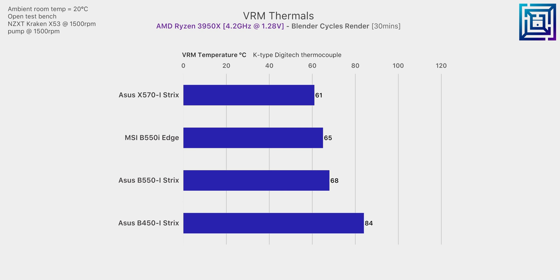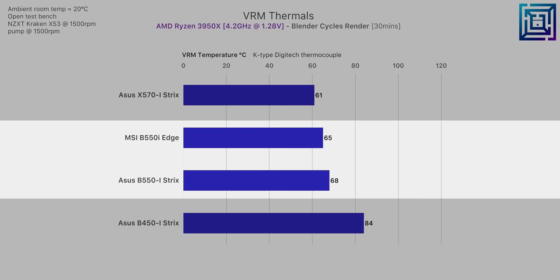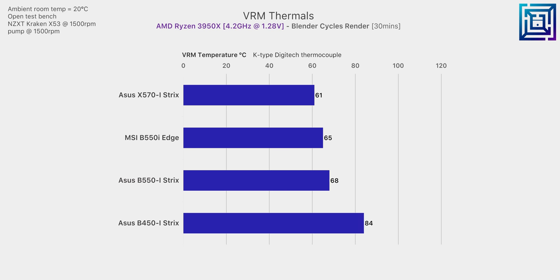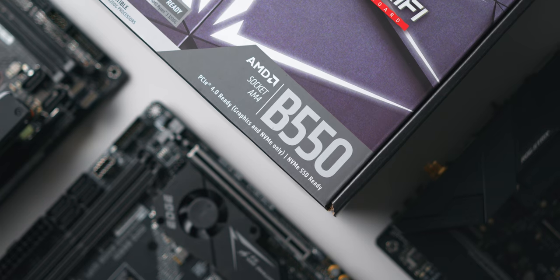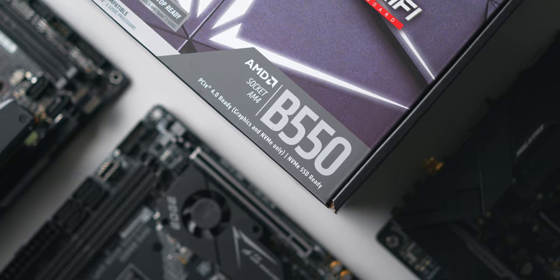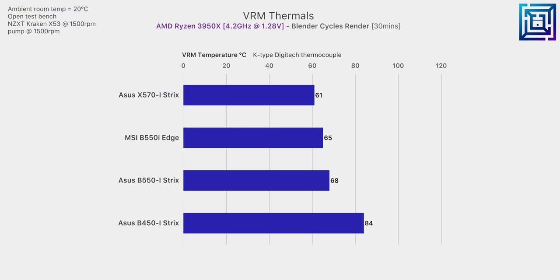So we can see here that the two B550 boards are a massive upgrade in terms of VRM output and really aren't too far off the X570 board. Of course, you can go a bit higher than 1.28 volts on a Ryzen 3950X, but you probably don't have that level of CPU cooling capacity anyway in an ITX case. Again, this represents one of the worst case scenarios that you can put these boards through.